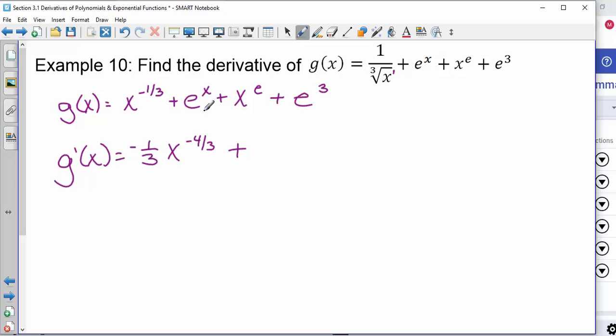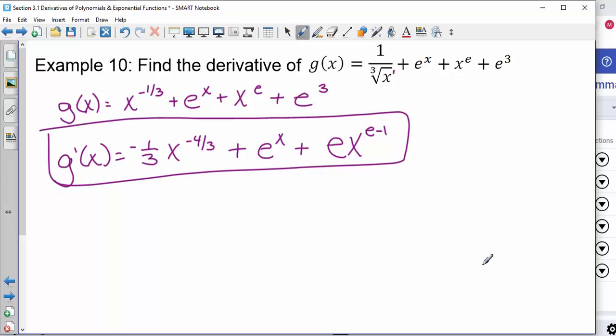Plus, what is the derivative of e to the x? Plus, okay, it's x to a power. Now, that power is ugly, but it's just a power. So exponent comes down, so e comes down, x, you subtract 1 from the power, so it's e minus 1 power. e to the third, it's a constant, so its derivative is 0. So this is my derivative there. Questions there?